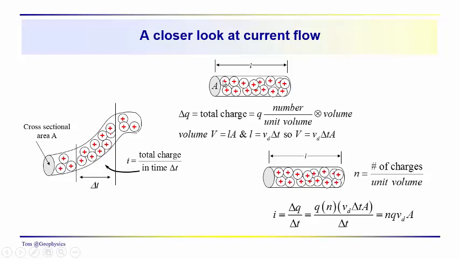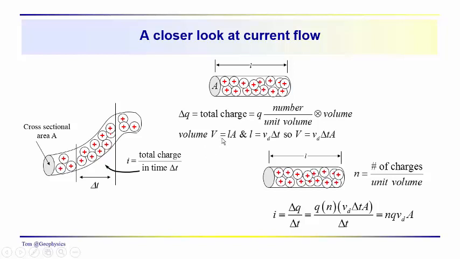So if we just take a look at a length L of the conductor with all the charges packed in there, at cross-sectional area A, delta Q is just the total charge in this area, and it's going to be the number per unit volume, times the volume. So that would give us the total charge in this area.